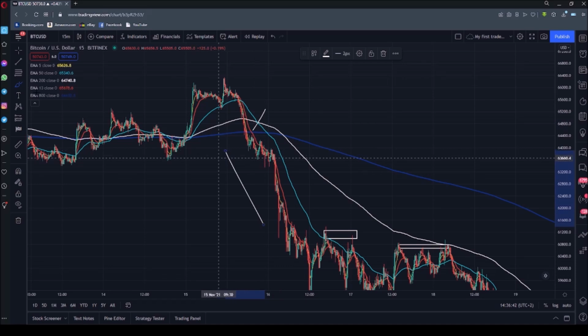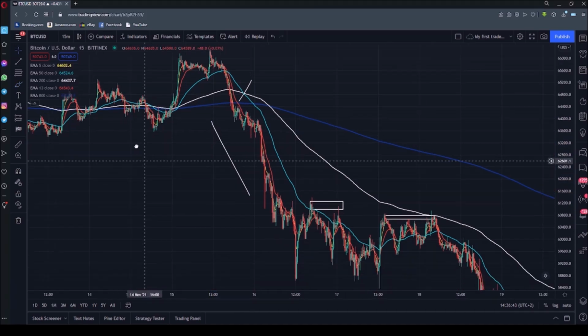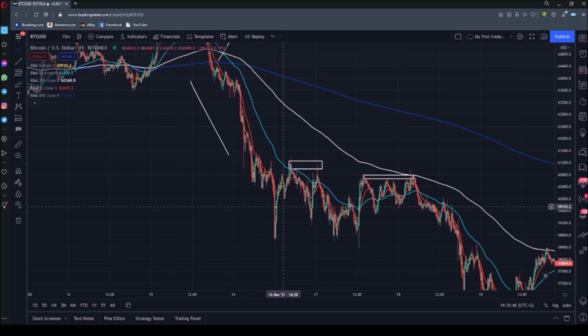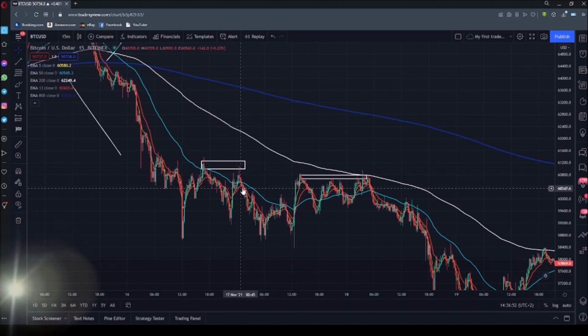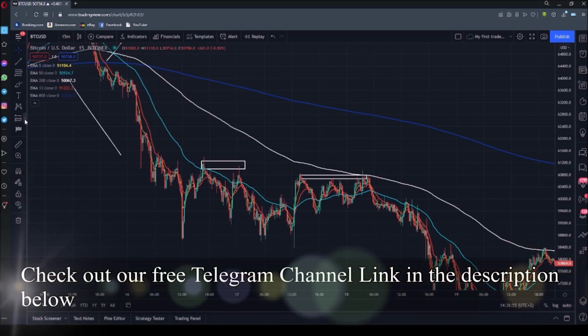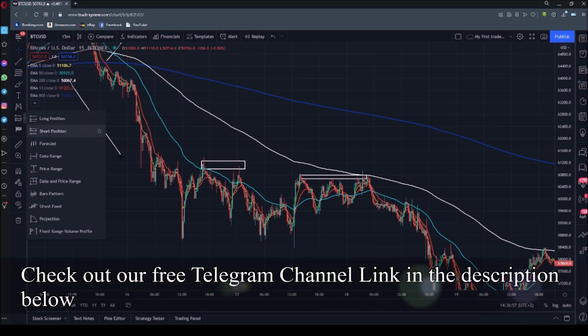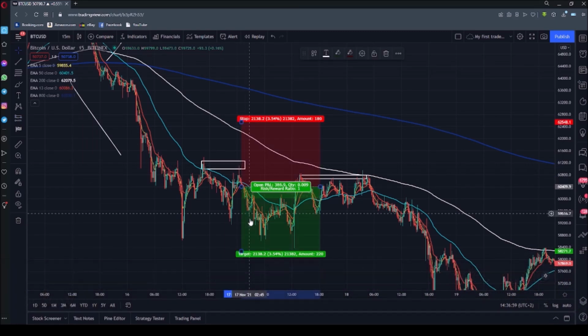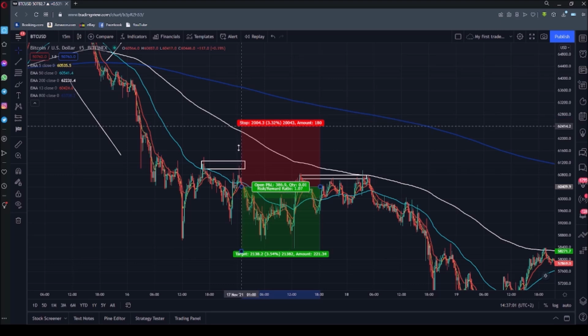So the first pattern that came in our way was this one, where we had first leg and second leg, and then a candle closure below the 13 is where we will enter. So this is where we were going to have our entry.